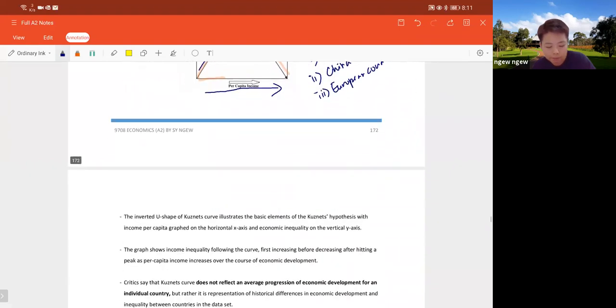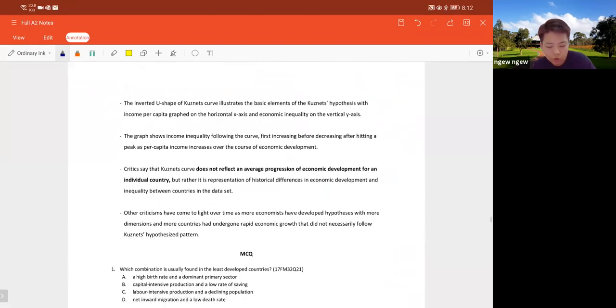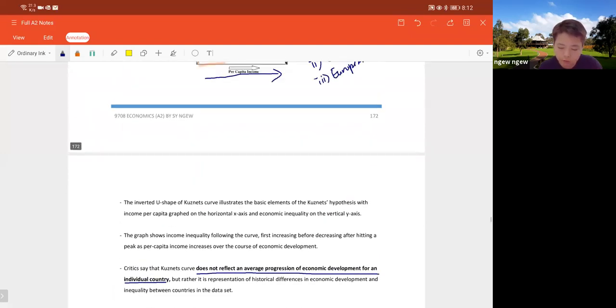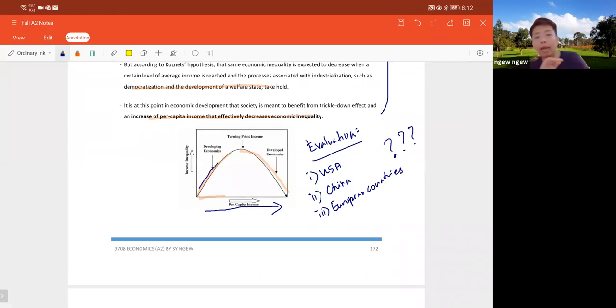Okay, and now guys, I would like to show you one of the biggest problems of the Kuznets curve: it is actually not a very valid hypothesis. Why? Because the Kuznets curve doesn't reflect the average progress of a country. So if you want to observe whether a country has undergone this kind of change, you must observe individual countries' progress. You must obtain time series data.